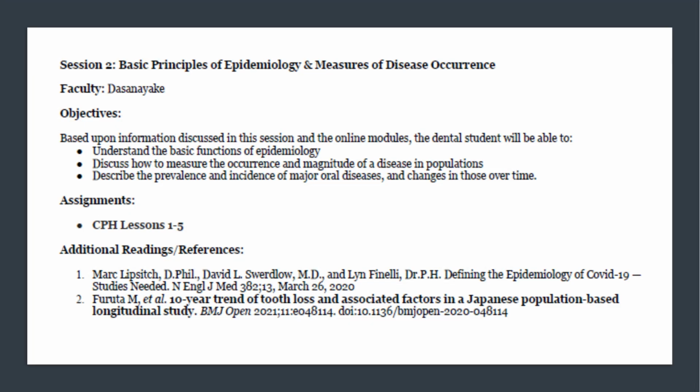This session introduces the basic principles of epidemiology and how we measure disease occurrence. You'll learn core functions of epidemiology, methods for quantifying how common diseases are in populations, and how to interpret prevalence and incidence trends for major oral diseases over time. You can complete CPH lessons 1 through 5 to reinforce these ideas. Recommended readings include recent reviews on COVID epidemiology and a 10-year study on tooth loss for further context.